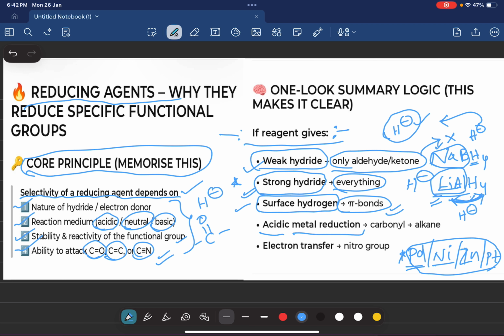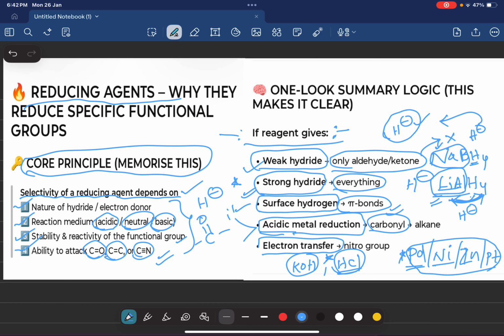Then acidic metal reduction. Take the examples of Clemmensen reduction and Wolff-Kishner reduction. There we can understand that specific reaction mediums are required. Wolff-Kishner reduction means you take KOH, and Clemmensen reduction means you take HCl. So specific mediums matter in that. How it will work, why a specific medium, what the sensitivity issues are, everything we'll discuss. Generally this acidic metal reduction is applicable for Clemmensen reduction.